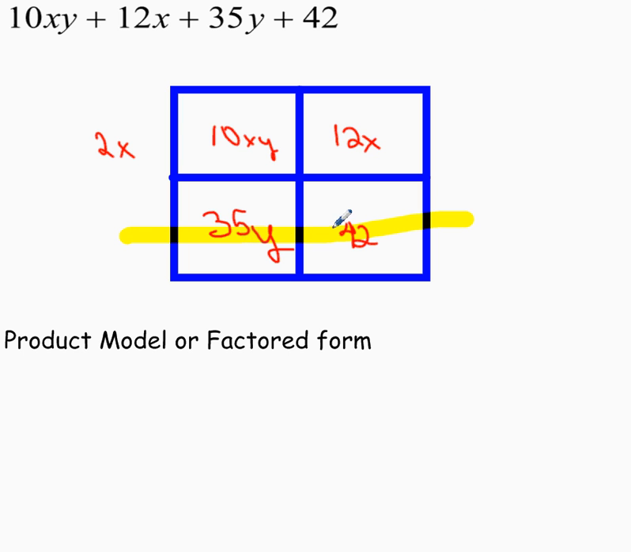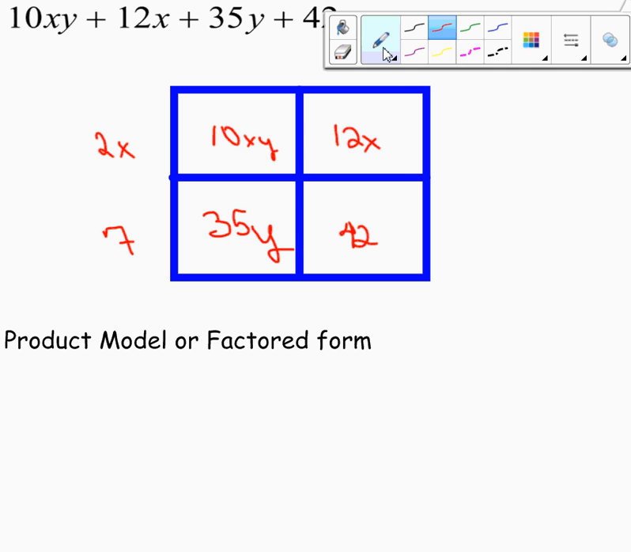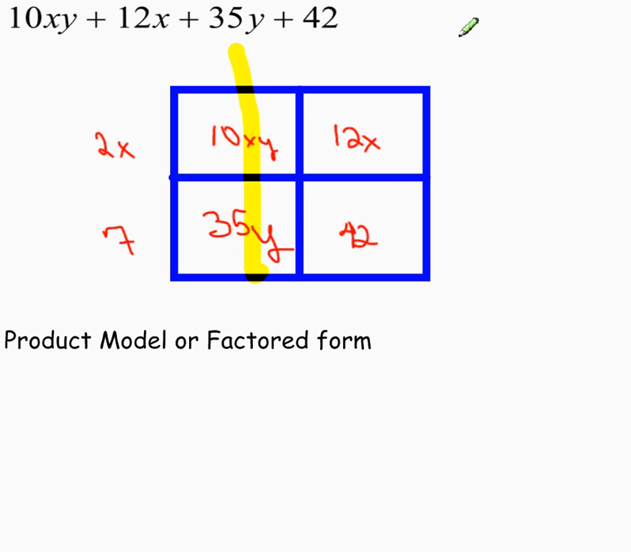35y and 42. They both have 7 in common. Okay? They don't have a y in common, so that's all I can do. So that gets rid of the horizontal. Now let's talk about the vertical part. And you're like, really? Yeah, we're going to talk about going this direction now.